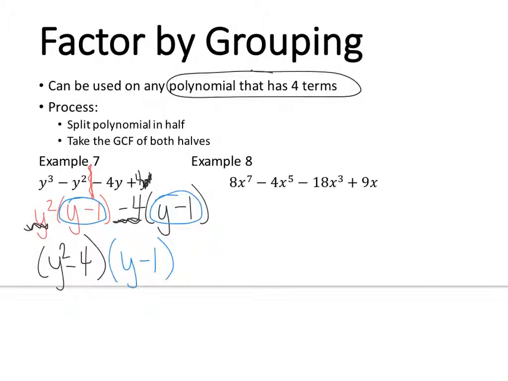I'm not quite done with this problem though. Y squared minus 4, if you recognize that, is actually the difference of two squares. Y squared is a perfect square, and so is 4. So this will factor down to y plus 2 and y minus 2. And then I still have to bring down that y minus 1. So this is actually the completely factored polynomial. Just like the other problems, don't worry about example 8. That is what we'll do in class together.